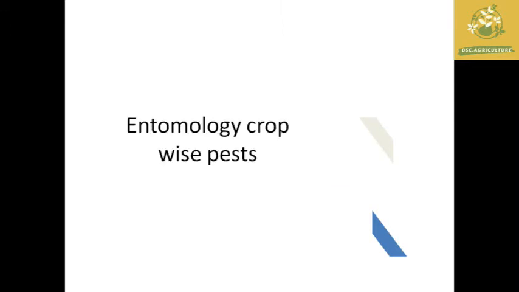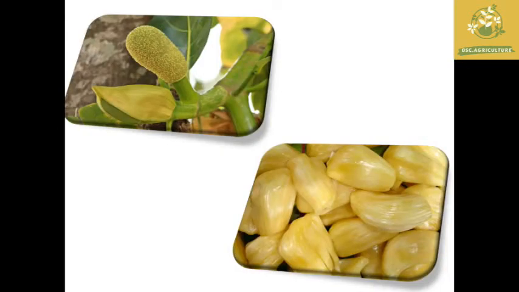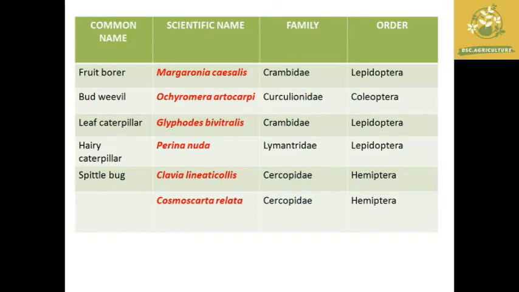In this video, we are going to see entomology's crop-based pest classification, and I am going to cover the topic pests of jackfruit, which usually comes under the family Moraceae, and the scientific name is Artocarpus heterophyllus. These are the pictures of the jackfruit. These are the common names of the diseases and pests as well as the scientific name, family and order present in the jackfruit. So let's see them one by one in this video.